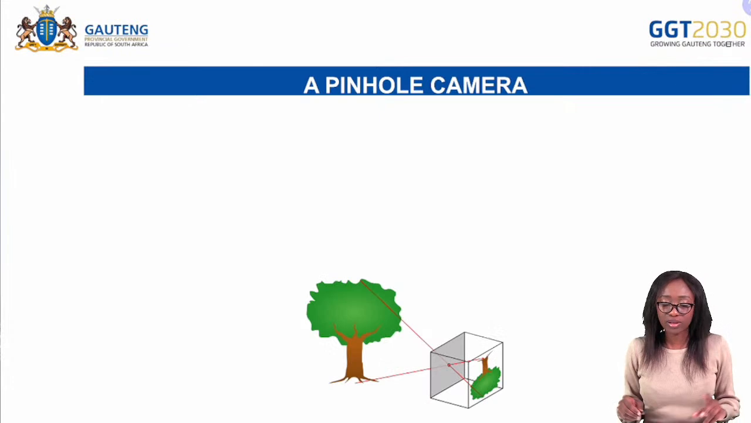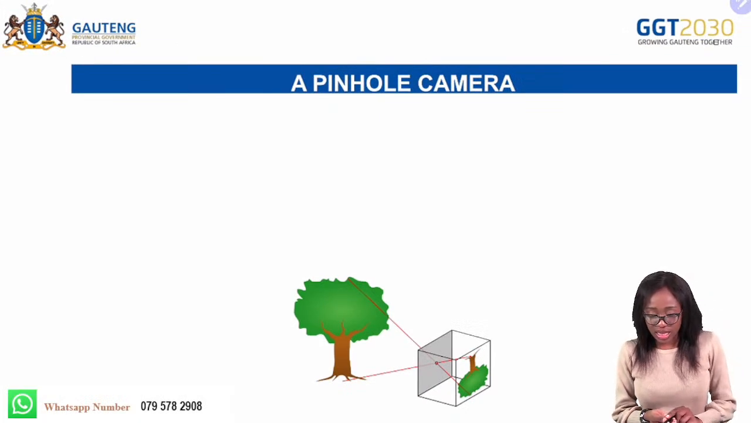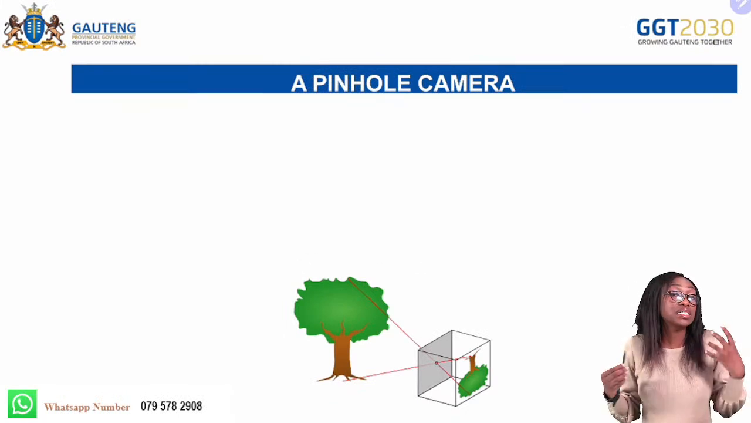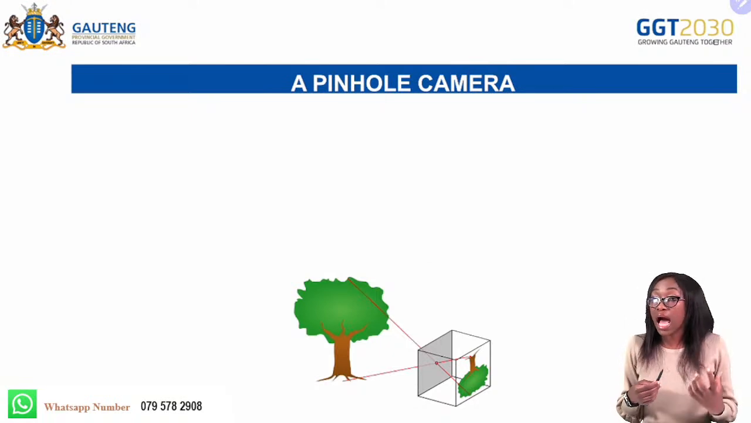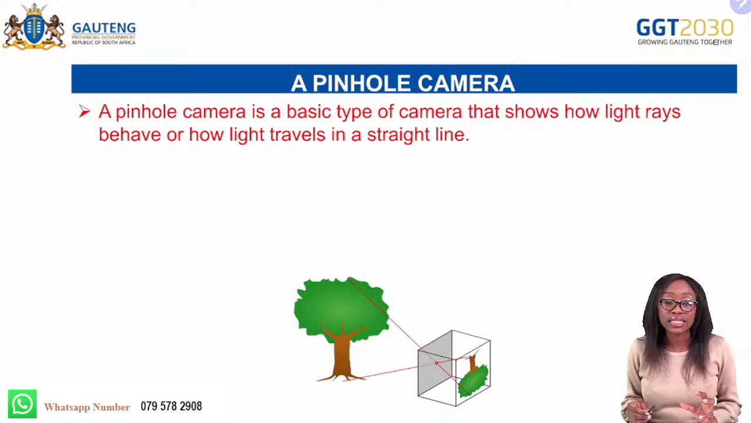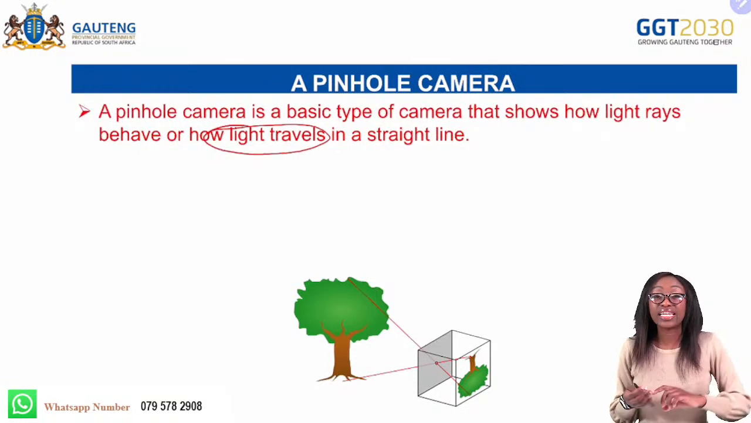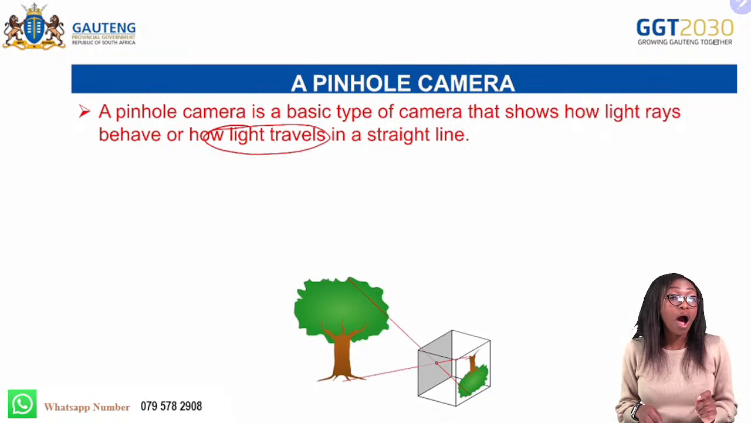So now let's talk about the pinhole camera. So this is basically the pinhole camera. But what else do we know about it? Let's describe it. Let's discuss how it works. Okay, so a pinhole camera, what is it? A pinhole camera is a basic type of camera that shows you how light rays behave, or rather how light travels in a straight line.